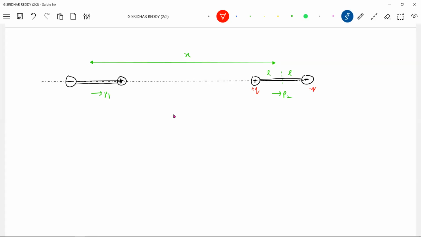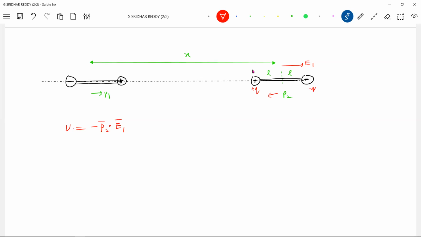Shall we calculate the interaction potential? So I'll assume that dipole 2 is present in the field of dipole 1. In what direction will this first dipole produce a field here? It will produce the field in this direction. What is the interaction potential between them? U is equal to minus P1 dot, minus P2 dot E1. P2.